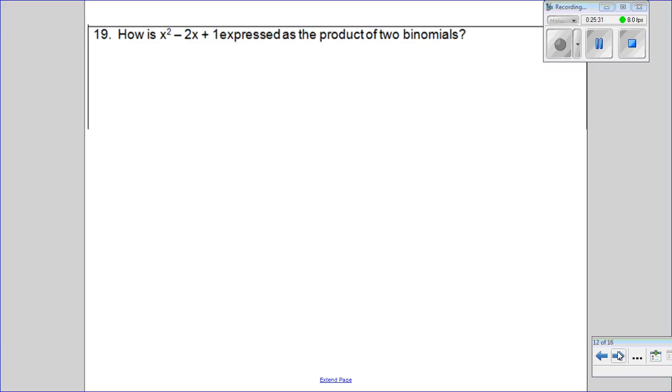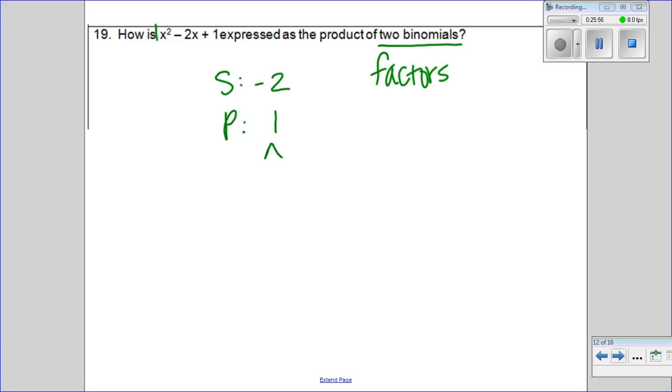Number 19, how is x squared minus 2x plus 1 expressed as the product of two binomials? So this is asking me for my factors again. So there's a 1 in front of my x squared. So all I have to do is find my sum and product and go from there. My sum is negative 2. My product is a positive 1.